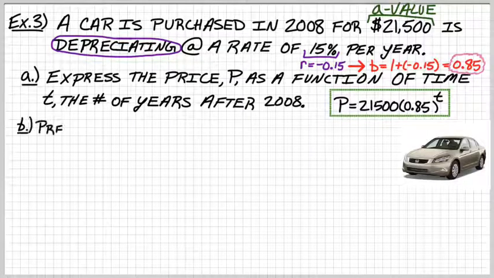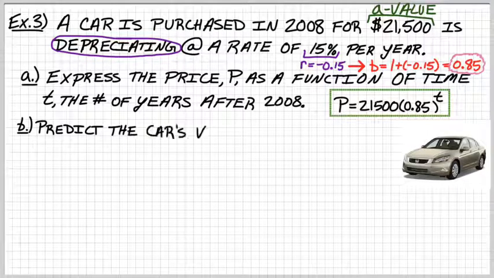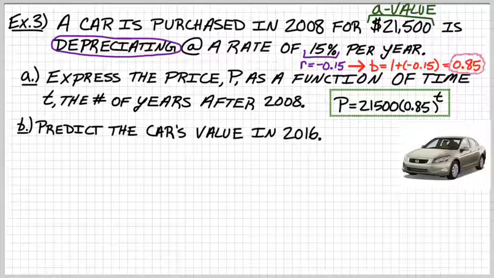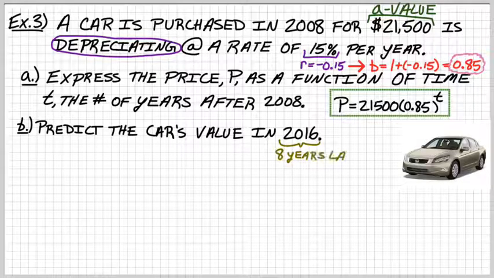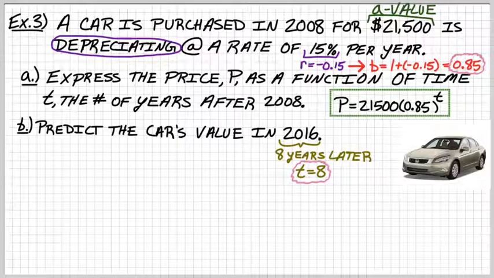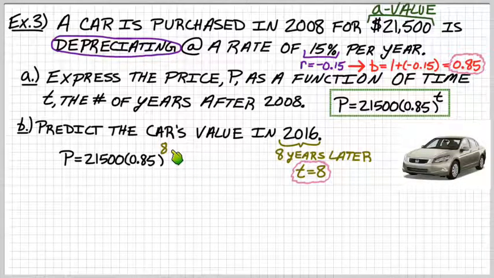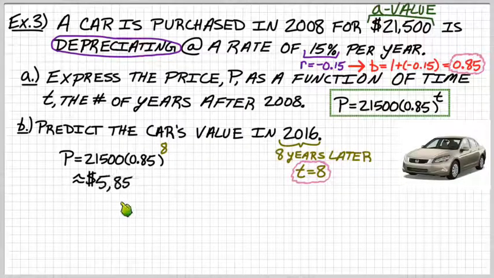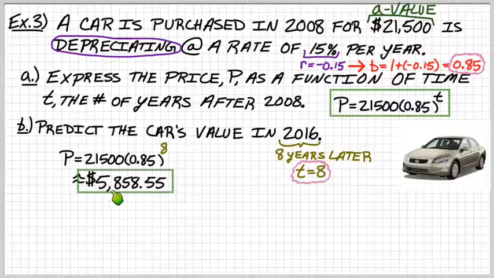Okay, part B. Let's predict the car's value in 2016. And again, don't plug in 2016. Be aware of the situation. That's exactly 8 years after 2008. So make sure you plug in T equals 8, and we'll be all good. So take my equation and plug in 8 for the T. And then that's pretty easy in the calculator. I round it to 2 decimal places, so approximately $5,858.55. I thought my Honda Accord would hold better value than that.